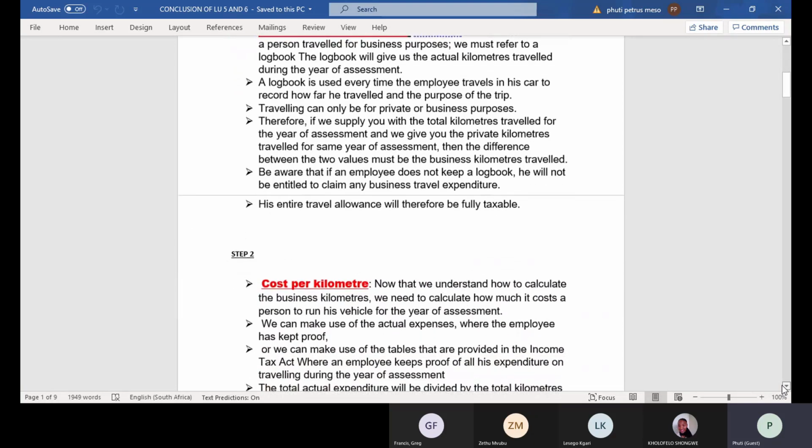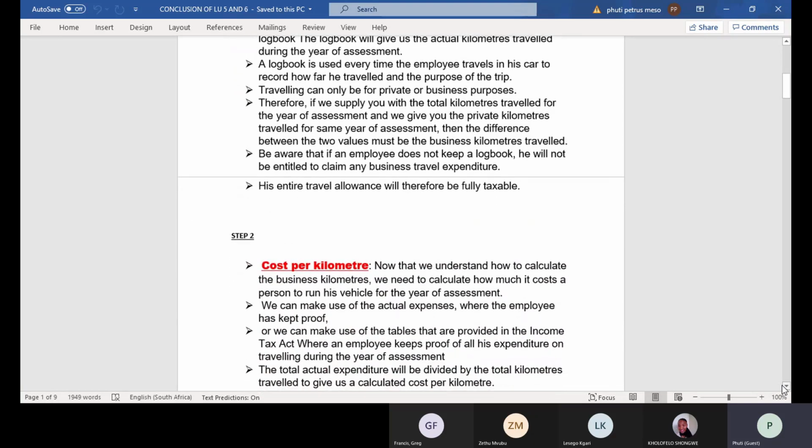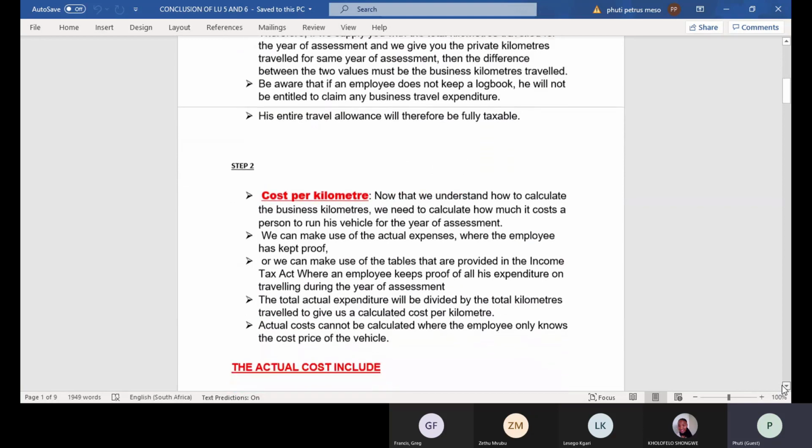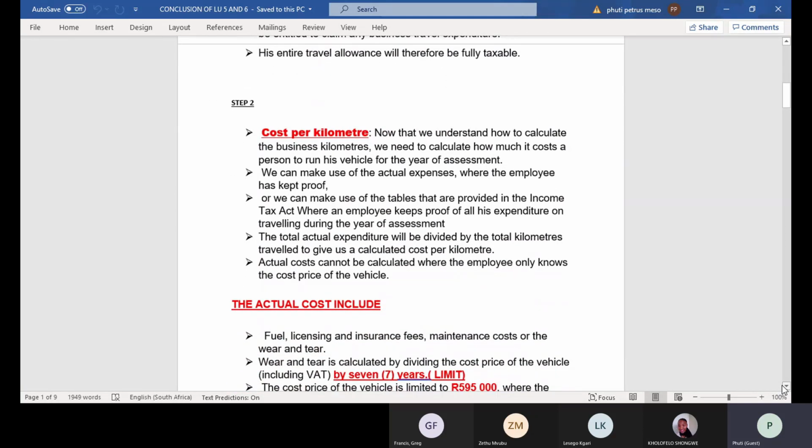The entire travel allowance will therefore be fully taxable. Well, let's look at 2, the cost per kilometer. Now that we understand how to calculate the business kilometers, we need to calculate how much it cost a person to run his vehicle for the year of assessment.